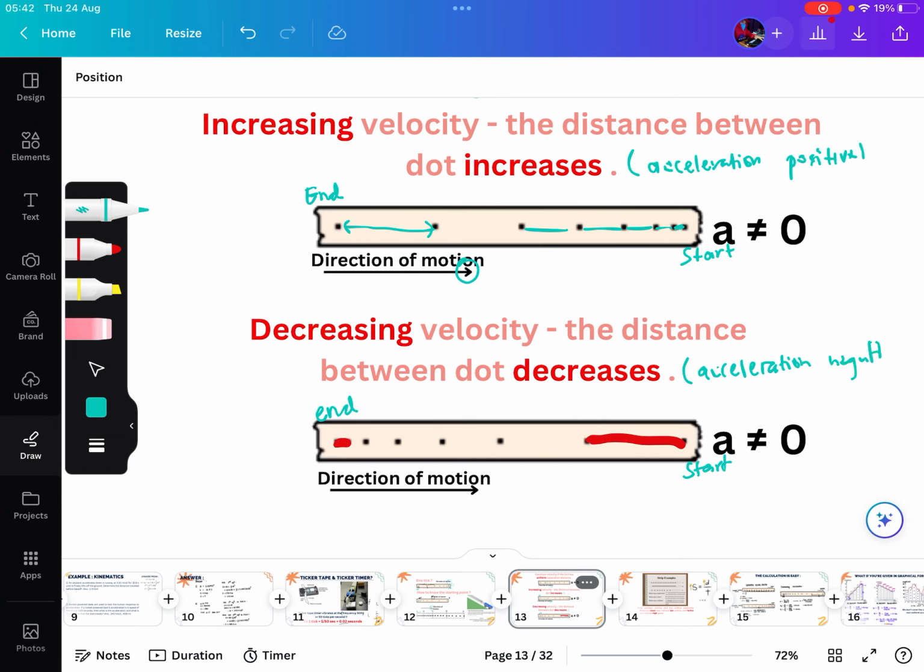Okay, so what does the negative acceleration tell you? Acceleration negative means that it is a deceleration, so it decelerates or is getting slower. Okay, like that.